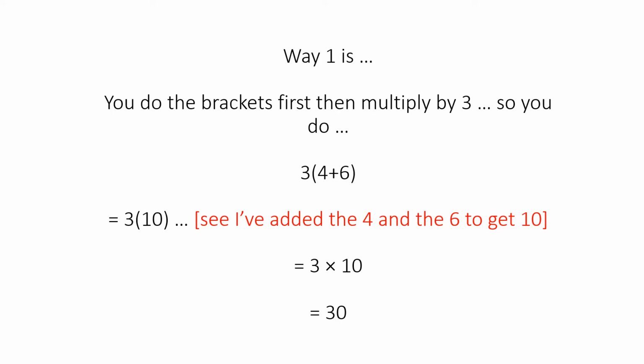Even though there's no multiplied by sign before the brackets, it is always there. So you've got 3 bracket 10 bracket, which is 3 times 10, which is 30. So that's the first way of looking at it.